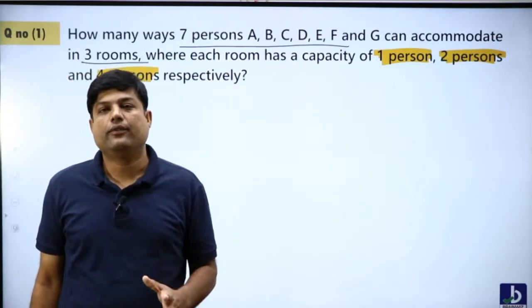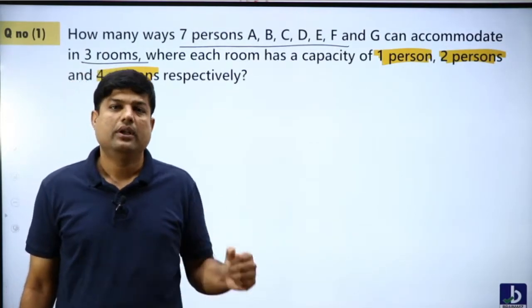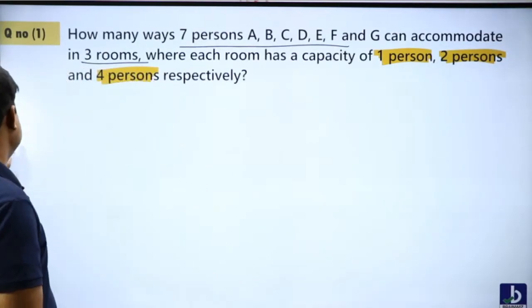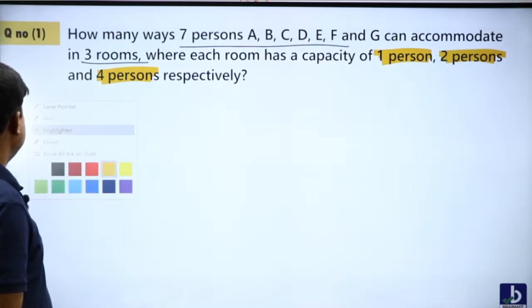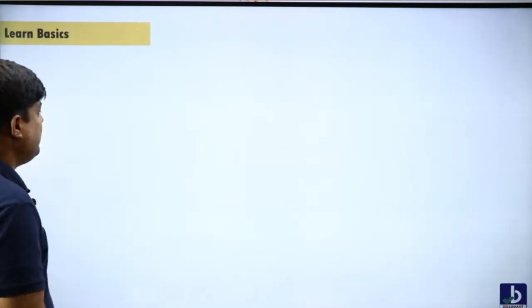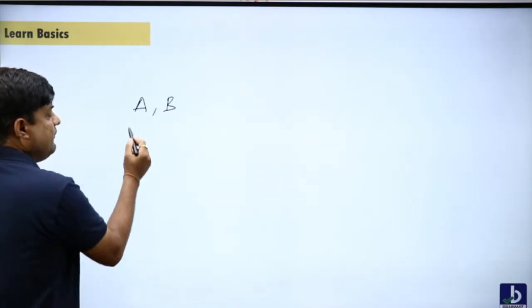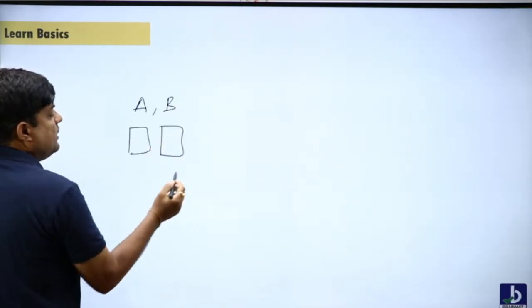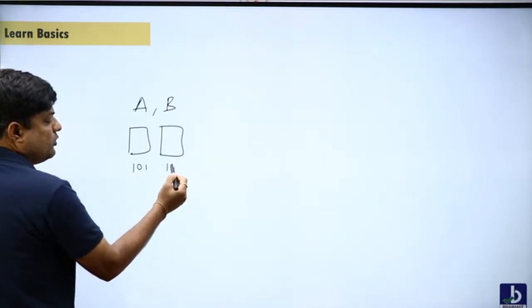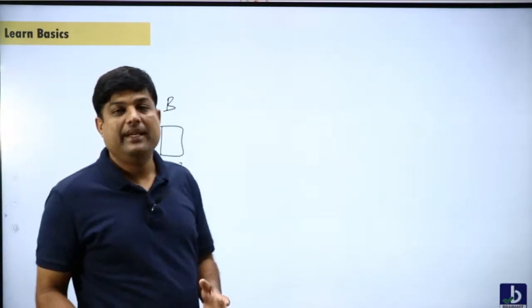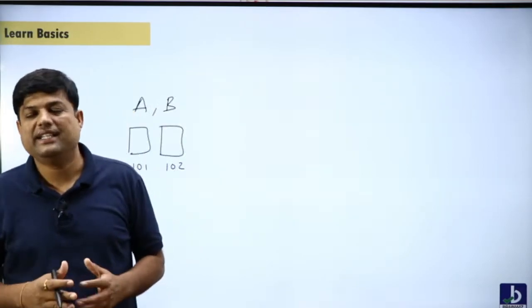Now, this kind of questions are commonly given to you. Let me try to tell you what this question is all about. For example, we have 2 friends, A and B, and we have 2 rooms: room number 101 and room number 102. Suppose you tell me how many ways these 2 people can share these rooms.